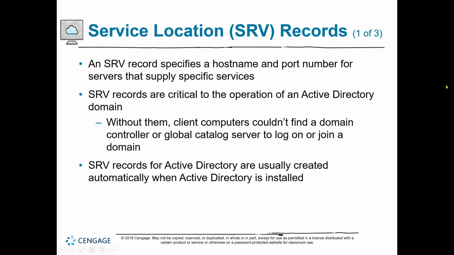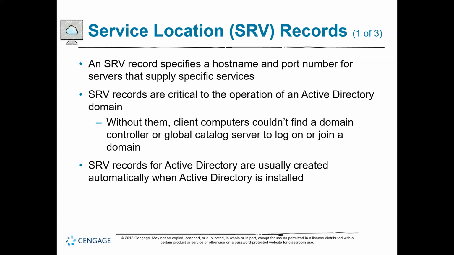SRV or service location records. An SRV record specifies a host name and port number for servers that supply specific services. SRV records are critical to the operation of an Active Directory domain. Without them, client computers couldn't find domain controllers or global catalog servers to log on or join a domain. SRV records for Active Directory are usually created automatically when Active Directory is installed.